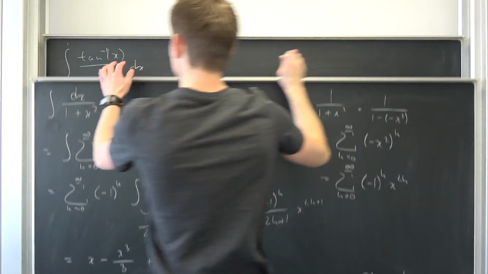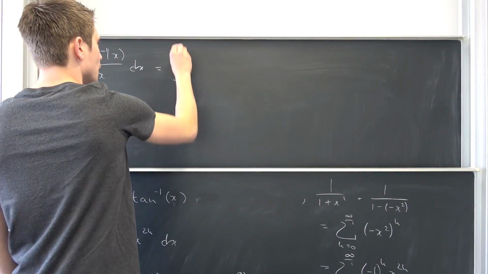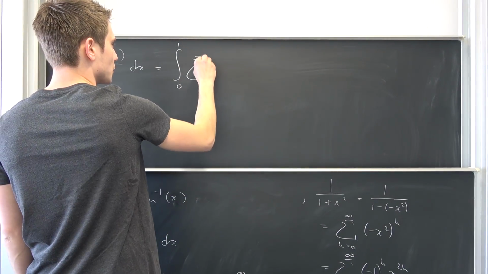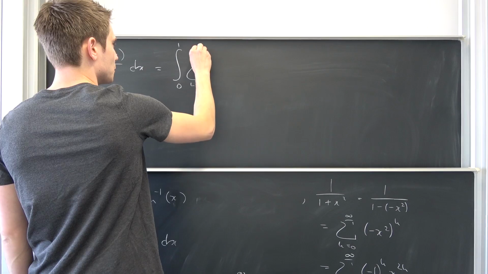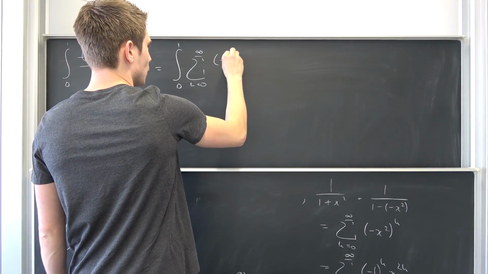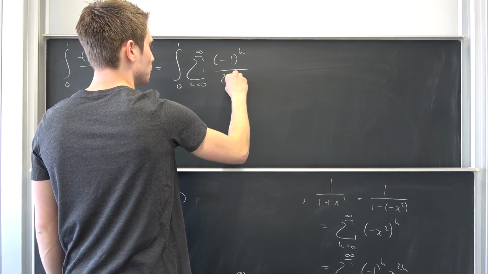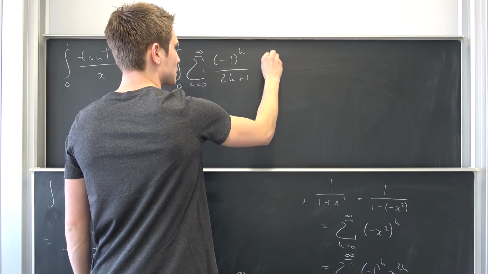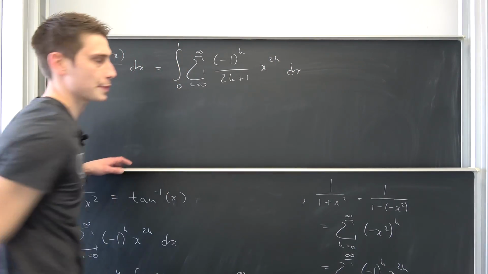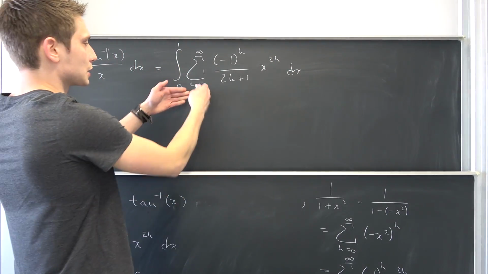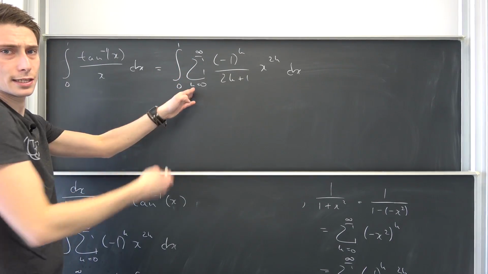Okay, then we have the integral from 0 to 1 of, well, this infinite summation right here once again, from 0 to infinity of (-1)^k over 2k plus 1 x to the 2kth power, integrated with respect to x. Once again, I would like to interchange the summation and this integral right here.